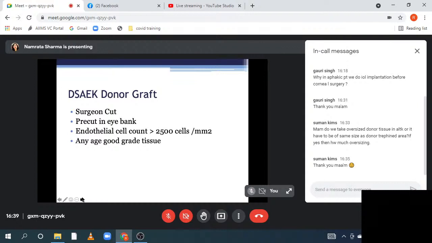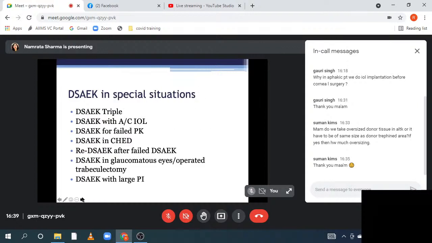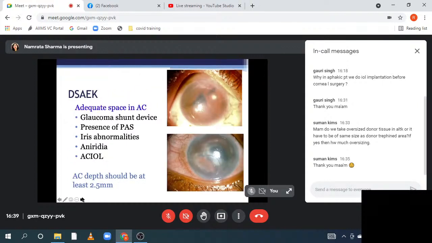It could be surgeon cut or pre-cut in the eye bank. The endothelial cell count has to be good, more than 2,500 cells per square millimeter. Any age, good grade tissue can be used for this. And there are various situations in which it can be given, and I'll be showing you those.